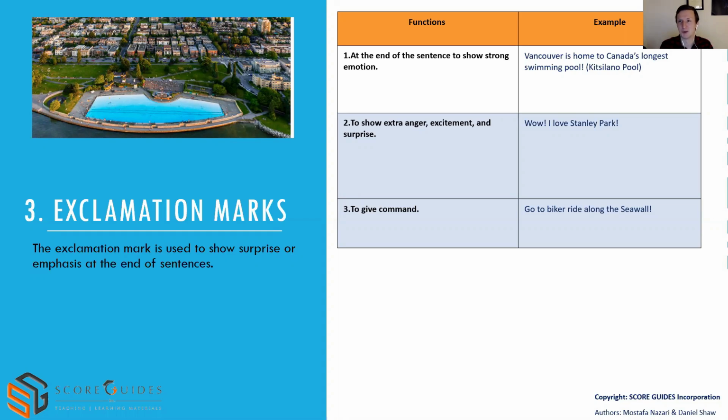Again, if we're very excited, surprised, happy, we can use an exclamation mark. On the other side, if we're angry, we can also use the exclamation mark. And then finally, to give a command. So go bike ride along the seawall! Again, showing surprise or emphasis at the end of a sentence. So those are the three main functions of the exclamation mark.